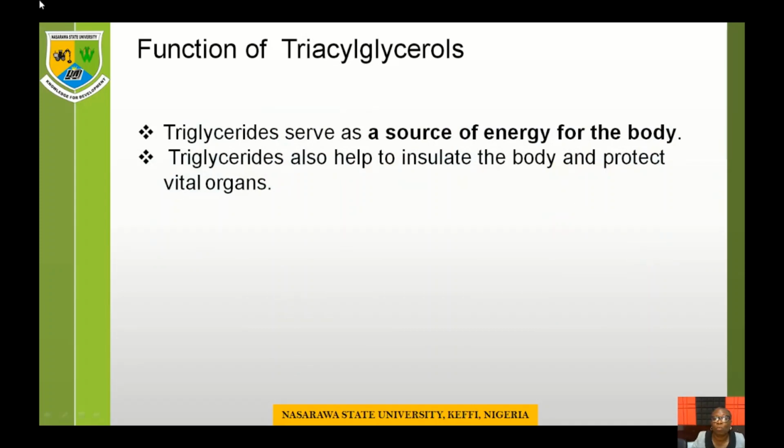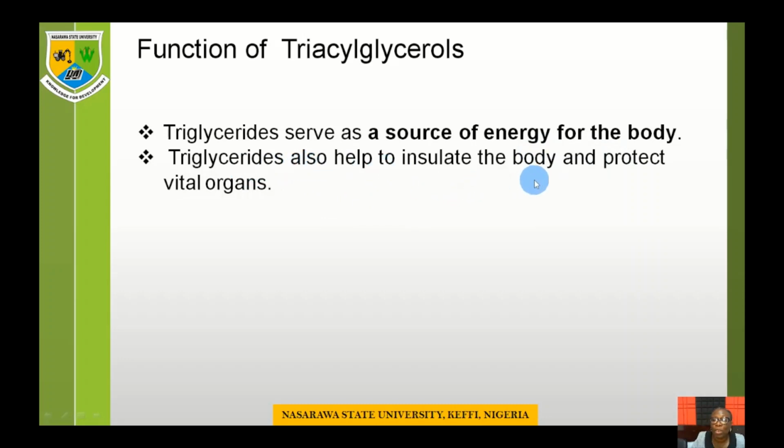Now, function of triacylglycerol. Triglycerides could either be called triacylglycerols or triglycerides. Triglycerides serve as a source of energy for the body. All right, they are stored in the body and they serve as source of energy for the body.